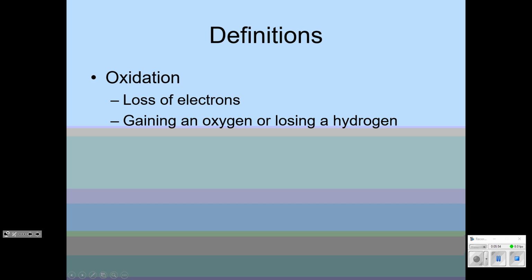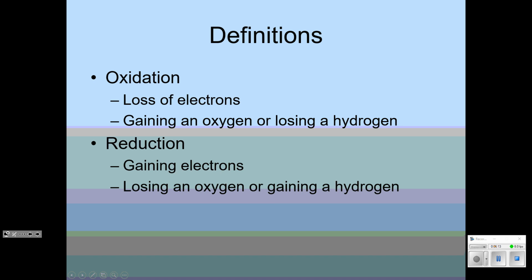Quick reminder, again, oxidation means you lose electrons. The second definition I have up there is kind of the old definition of why it was called oxidation: when things gained an oxygen through a chemical reaction, they were oxidized. Reduced means you gain electrons.